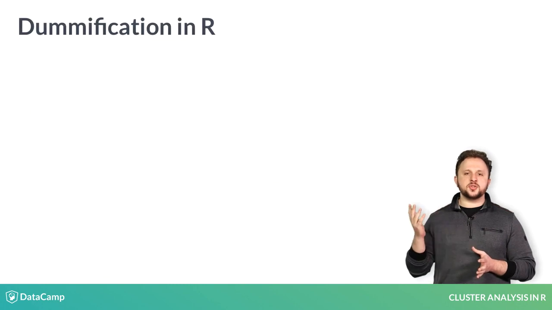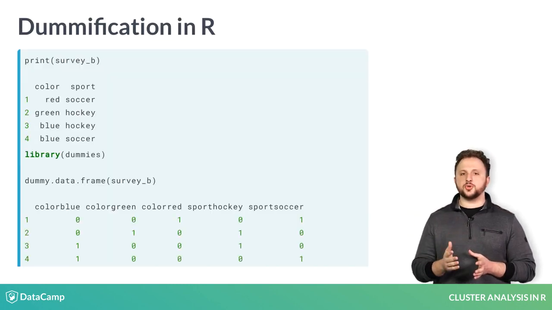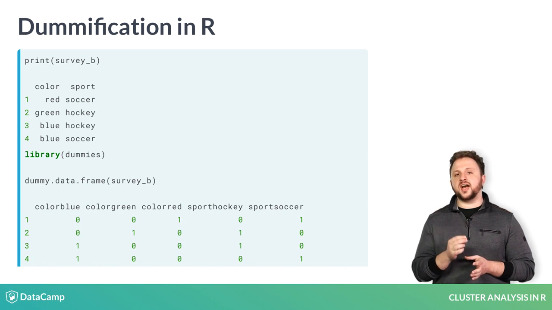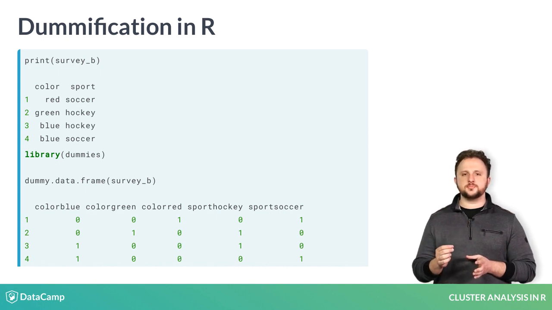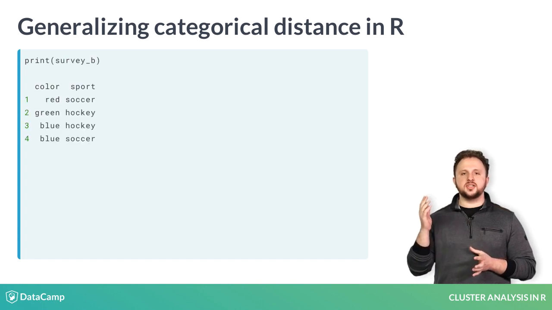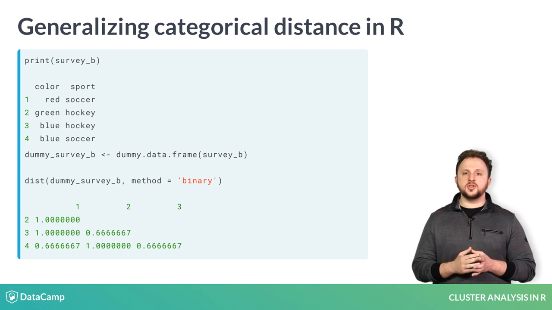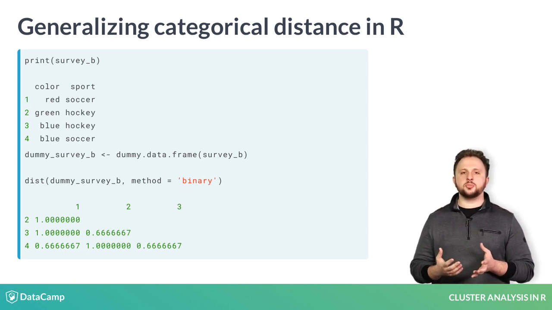To perform the preliminary step in R, we would use the dummy data frame function from the dummy library. So long as your categorical values are encoded as factors, this function will convert them into binary feature value representations. We can leverage this to calculate the distance for our data. In this case, we can see that observations 2 and 3, 1 and 4, and 3 and 4 all have a comparable distance to one another, which makes sense if you look back at the original data.